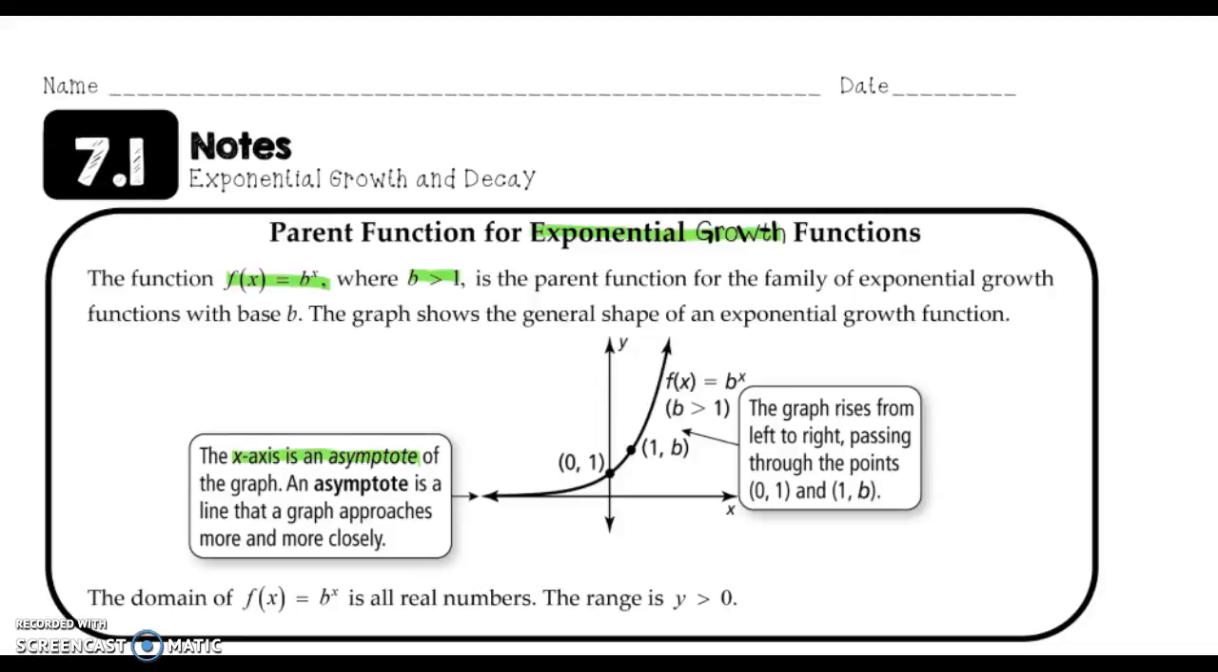If you don't know what an asymptote is, it's basically a line that the graph is approaching, but it never touches. So as you can see here, it's approaching the x-axis, but it never actually really touches it. Another thing to note is that the function goes through (0, 1) and (1, b). It says the domain is all real numbers and the range is y is greater than 0. So an exponential growth function just looks like it's growing up.